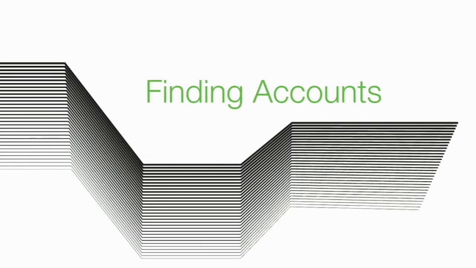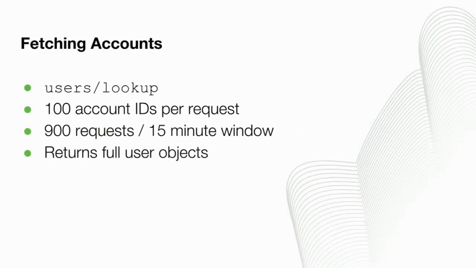So let's start by finding accounts. The first way we found accounts was using the user's lookup API endpoint. This endpoint allows us to send up to 100 user IDs, and then for every ID that's valid, Twitter will return to us the full user object. Now, what's important to note about this endpoint is that it's incredibly quick. It allows us to make 900 requests every 15 minutes.